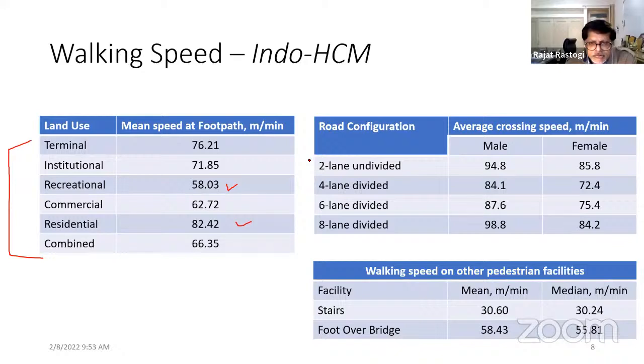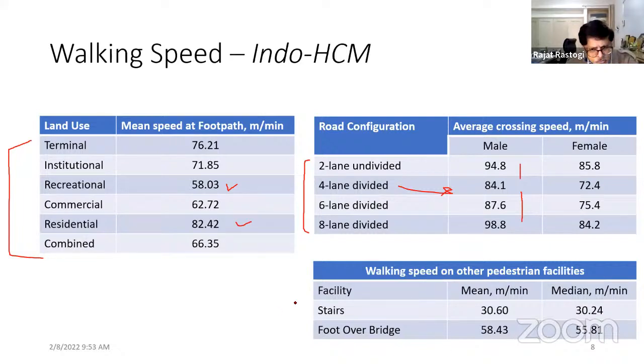Similarly, in the case of road configurations, it talks of two-lane undivided, four-lane divided, six-lane divided, and eight-lane divided systems. And there, for male and female, average crossing speeds again have been defined. That's what you can see. One thing you can make out here is the way the values go up and down. It reduces here and then starts increasing back. Somewhere on a four-lane divided system, you're getting a value which is lower compared to the others. Though there is no justification provided, maybe you can look in this direction and try to find out the probable reasons for this type of behavior.